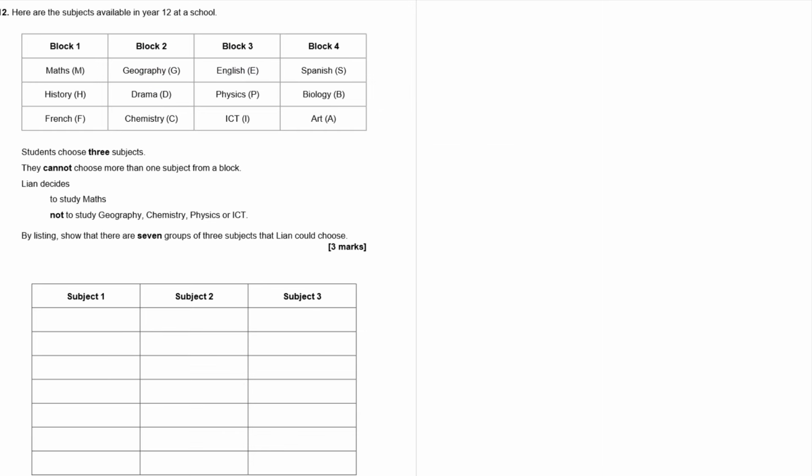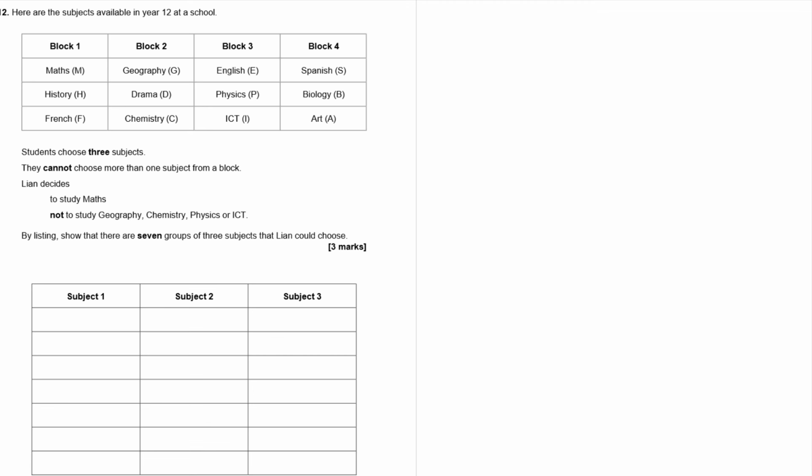Question 12. Here are the subjects available in year 12 at a school. So in block 1 you've got maths, history and French, block 2 is geography, drama and chemistry, block 3 is English, physics, ICT, and block 4 is Spanish, biology, art. Students choose 3 subjects. They cannot choose more than 1 subject from a block. Liam decides to study maths, not to study geography, chemistry, physics or ICT.